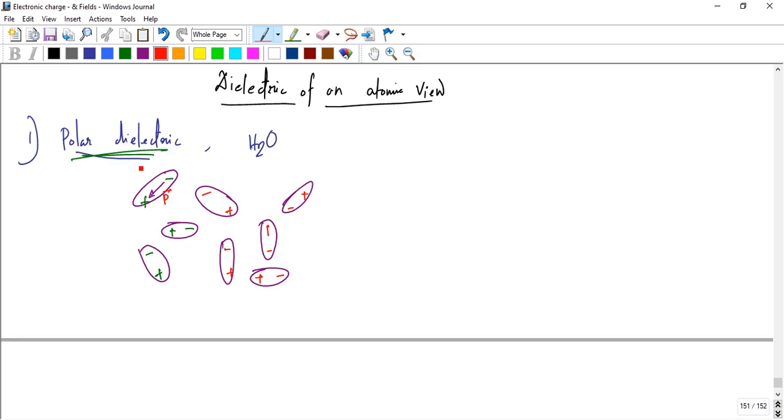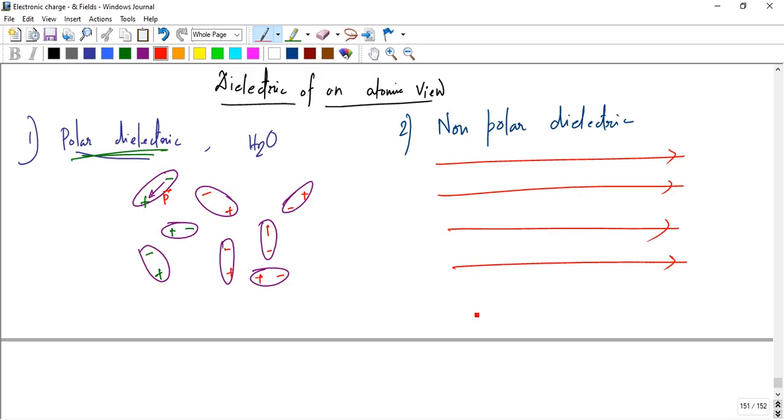Now suppose there is a non-polar dielectric. Non-polar dielectric material has no permanent dipole moment. When non-polar dielectric atoms are placed in an external electric field, that is the external electric field here, the non-polar dielectric material gets some dipole moment. Their orientation looks like this.